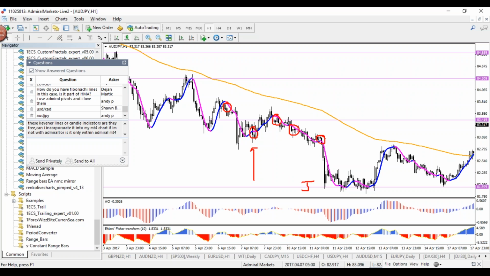With this one, it might be tempting to put a tight stop loss just above here. If you do that, that would be a loss. If you go with this more spacious stop loss above here, it would probably survive.